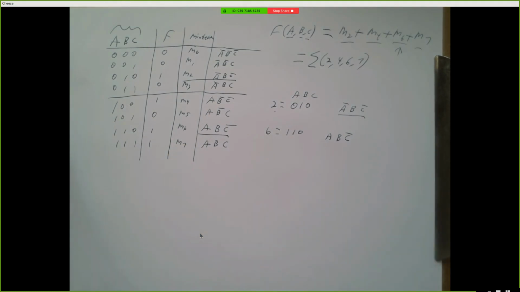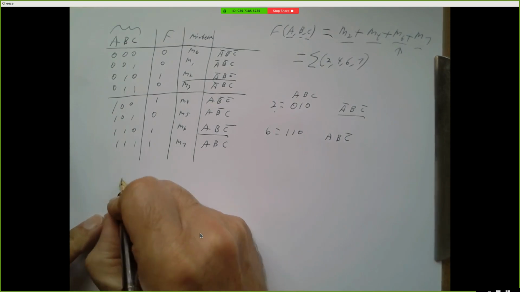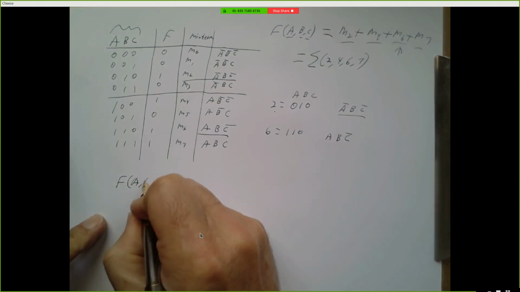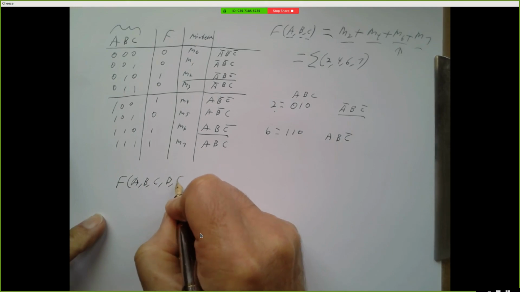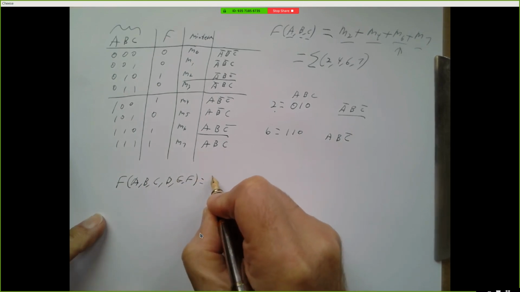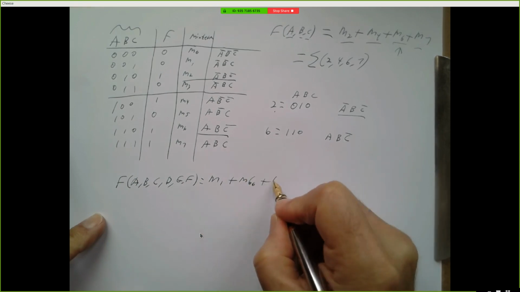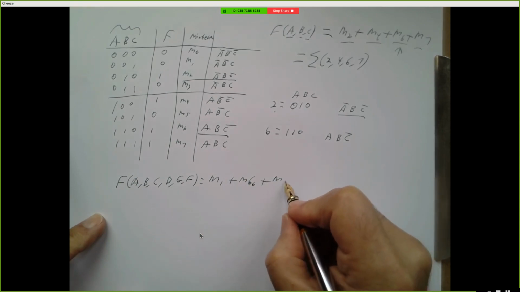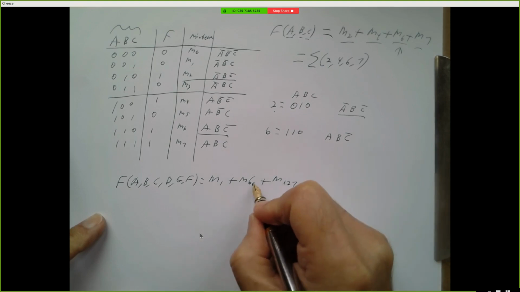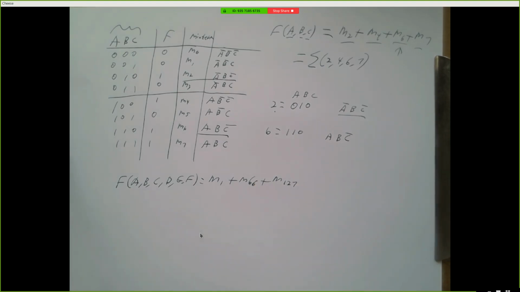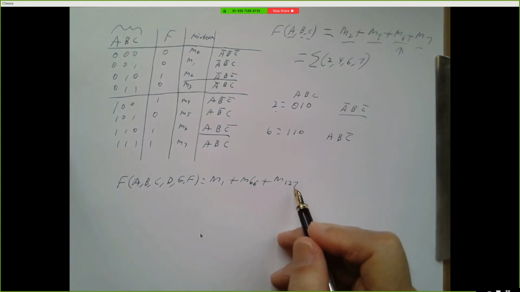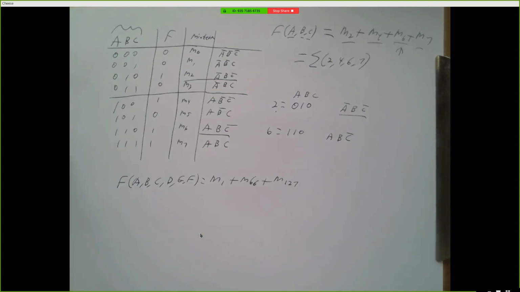So fast forward to the homework. Let's say you have a question where you're trying to find f of A, B, C, D, E, F, and you want to write this as minterm 1 plus minterm 66 plus minterm 127. Well, you could fill out the whole 128 row truth table. You'd have 3 1s in it. You could look at the values for A through F in each of those rows and figure out what the product term is, but we don't actually need the truth table.